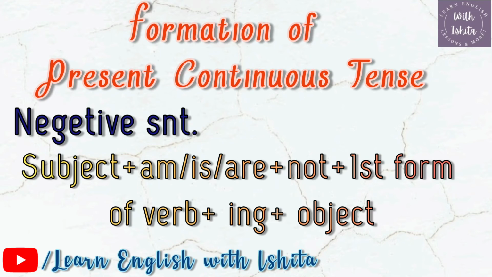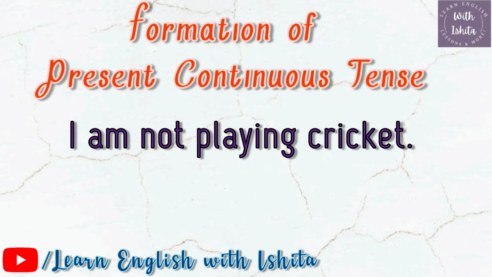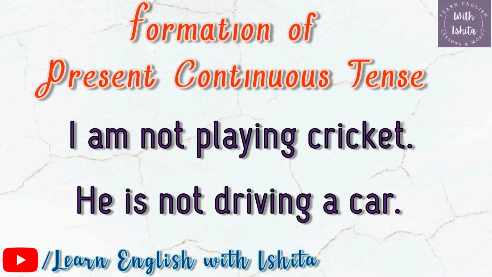Now let us talk about the structure of negative sentences for present continuous tense. That will be subject plus am or is or are plus not, because it is a negative sentence we must use not here, plus first form of verb plus ing plus object. For example, I'm not playing cricket. He is not driving a car. They are examples of negative sentences of present continuous tense. We are using auxiliary verbs like am, is or are after the subject in negative sentences.